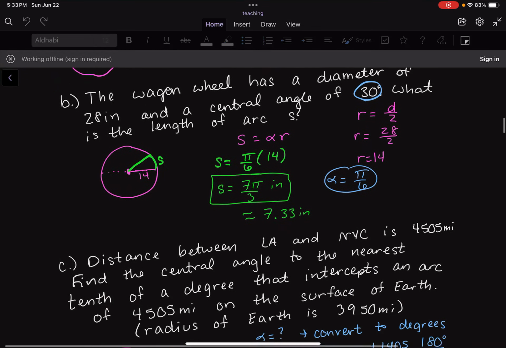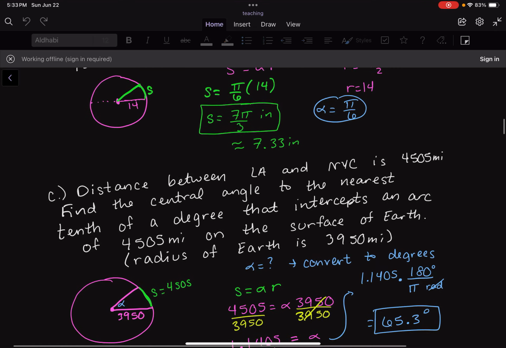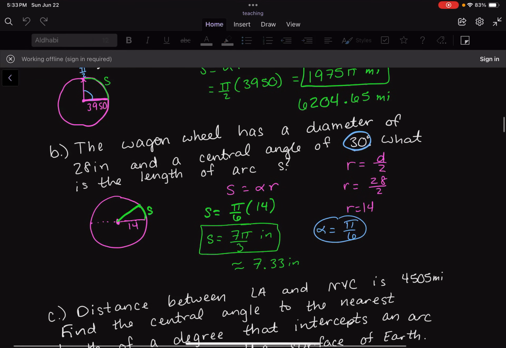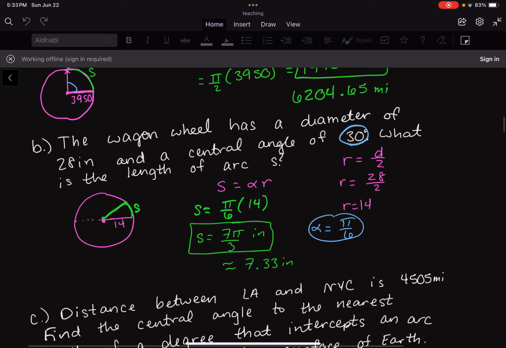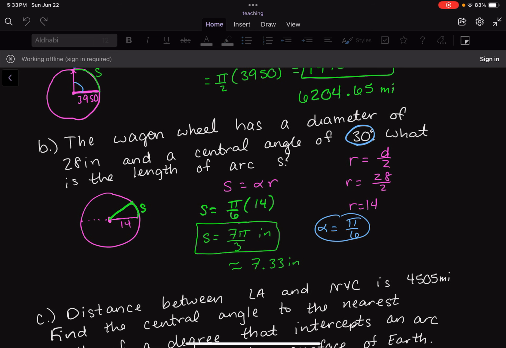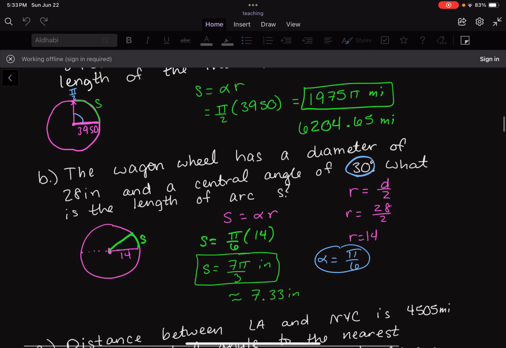Make sure you know that on the test, I do try to make the problems where they can be done with no calculator. So I would say this one right here, part B, is a great problem for arc length because you don't actually need a calculator to do it.